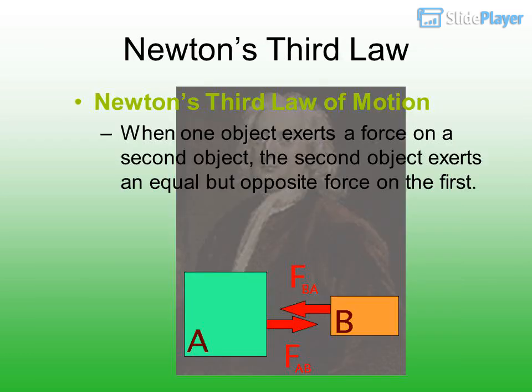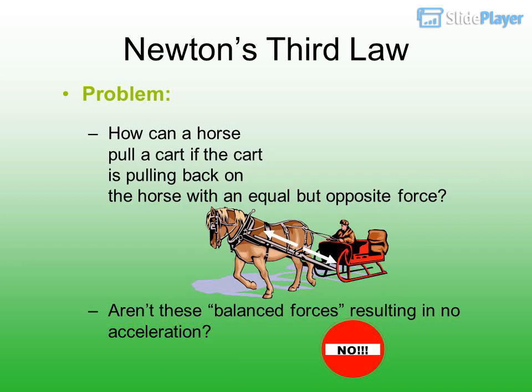Newton's third law of motion. When one object exerts a force on a second object, the second object exerts an equal but opposite force on the first. Newton's third law problem: how can a horse pull a cart if the cart is pulling back on the horse with an equal but opposite force? Aren't these balanced forces resulting in no acceleration?